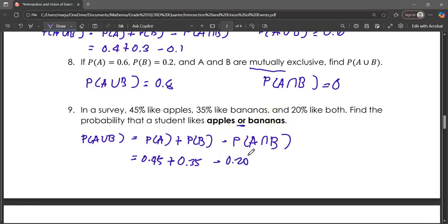So ilan yan lahat-lahat? That gives you how much? This is 45 plus 35. That gives you 80, if I'm not mistaken. So it's 0.80 minus 0.20. That gives you 0.60. So this is just 0.60, or again, 60%. So you're going to say 60% of the students like apples or bananas.